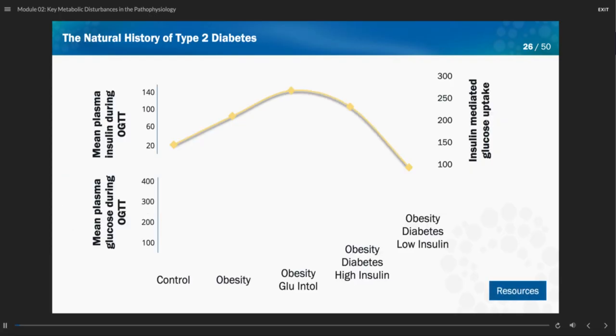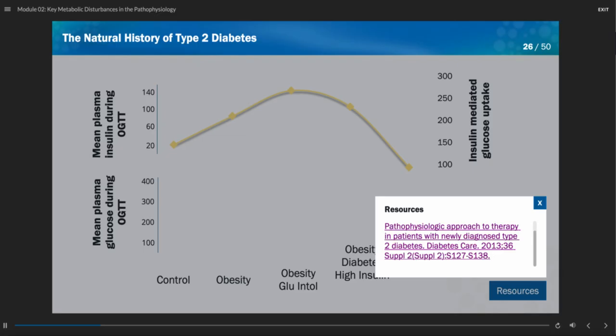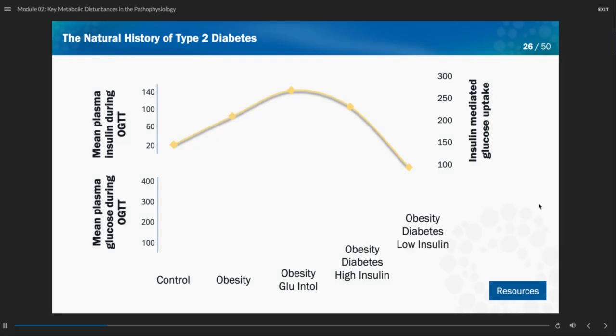The next slide is a review of the natural history of non-insulin dependent diabetes. This is a chart which I appreciated Dr. Ralph DeFronzo sharing with us in a lecture I heard from him several years ago, and I think you'll find it helpful. Notice that we have mean plasma glucose during an oral glucose tolerance test, the mean plasma insulin during an oral glucose tolerance test, and insulin-mediated glucose uptake.